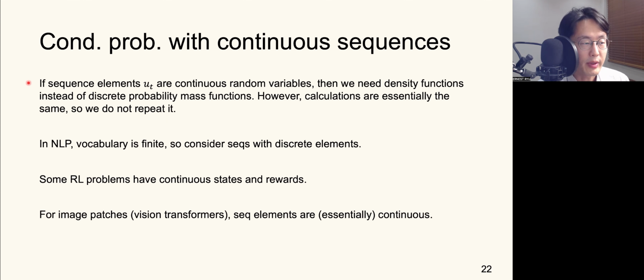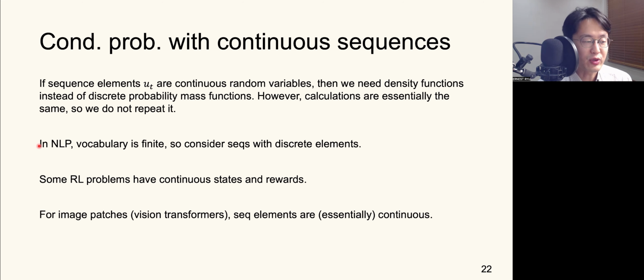Here's a minor comment on conditional probabilities on continuous sequences. If the sequence elements that we consider in our random sequence are continuous random variables, then we need density functions instead of discrete probability mass functions. However, things are basically the same. If you want to work with sequences with continuous values, all the calculations go through essentially in the same way, but you just need to replace mass functions with density functions.